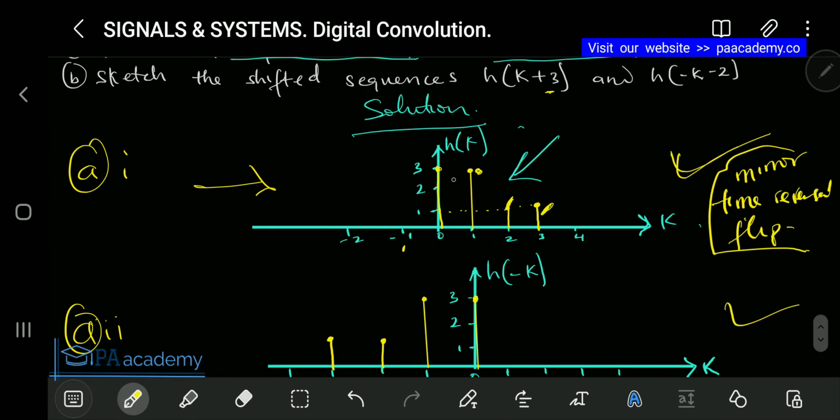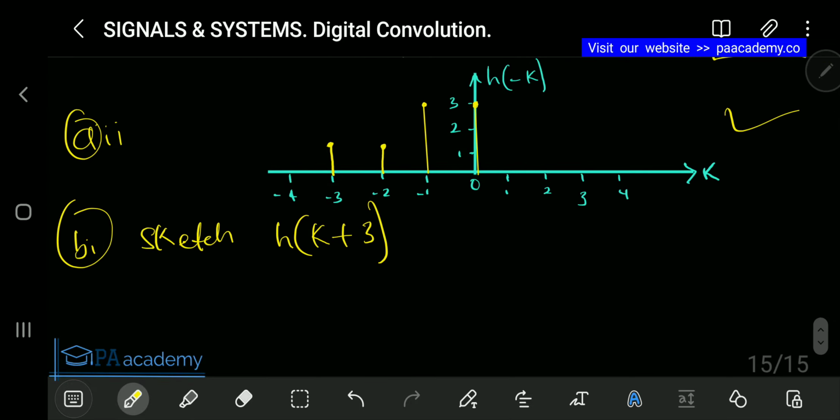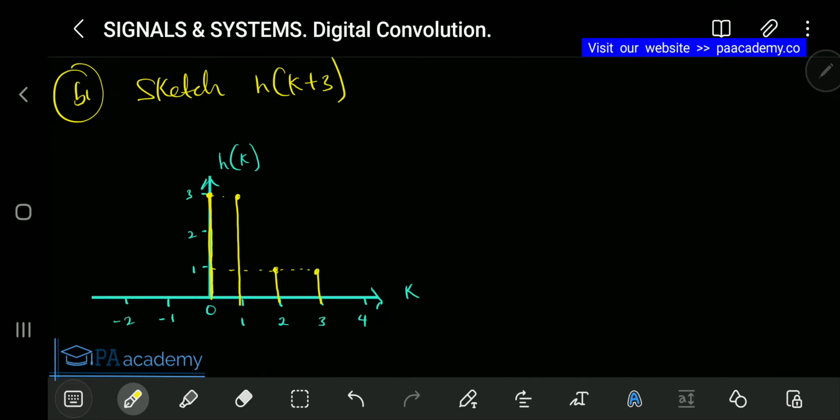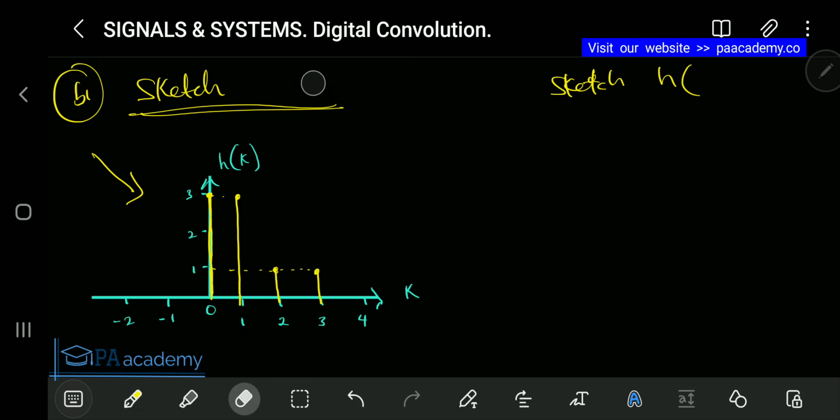All right, so that means this particular signal, let me just sketch it side by side. Let me start on a new page. So this is BI, and we are asked to sketch. To make it much easier to understand, I want to have it side by side. So this is now the original signal. This particular signal here is the original signal. So what we want to sketch now is, this is the question itself, this is h of k. So what we want to do now is to sketch h of k plus 3. All right, so let me just clean this.